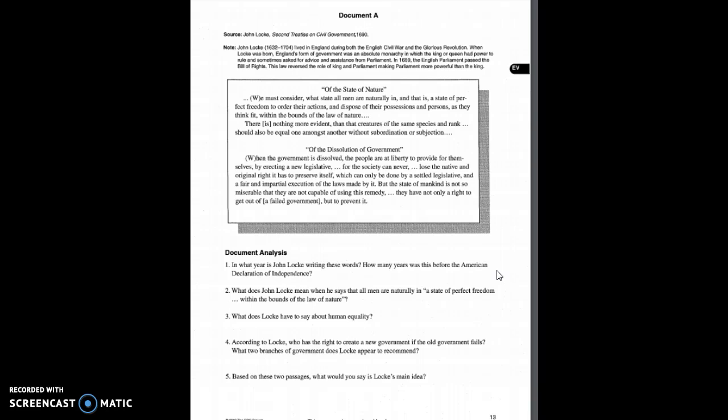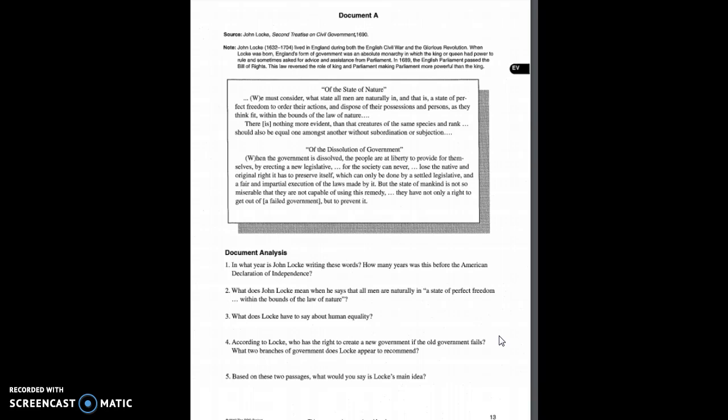According to Locke, who has the right to create a new government if the old government fails? What 2 branches does Locke recommend? Locke would definitely say the people. Bottom line, it goes back to the people. People have the power. And he would definitely advise that we need a legislative branch making the laws, but we need to make sure that they're executed fairly and impartially.